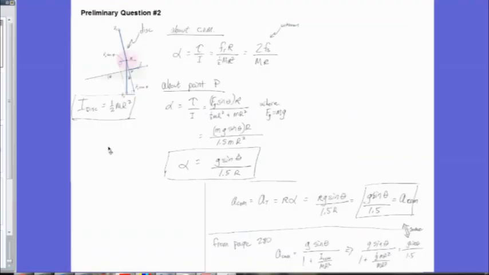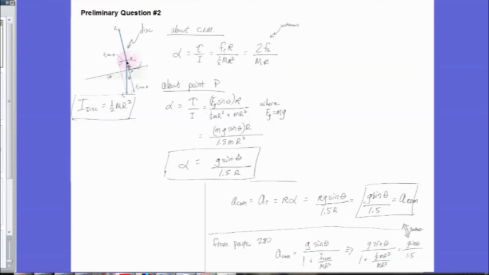All right, we're going to show that the alpha is dependent upon the radius of the disk, but the ACOM, the linear acceleration, is not. So if we look at the acceleration about the center of mass, if we solve Newton's second law for rotational motion, we know that alpha is torque over moment of inertia. And about the center of mass, the moment of inertia of a disk is 1/2 mr squared. The torque is the force times the lever arm distance.